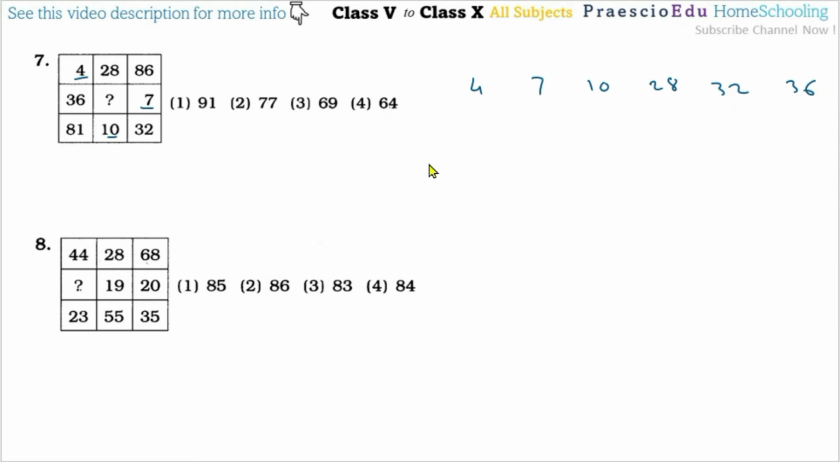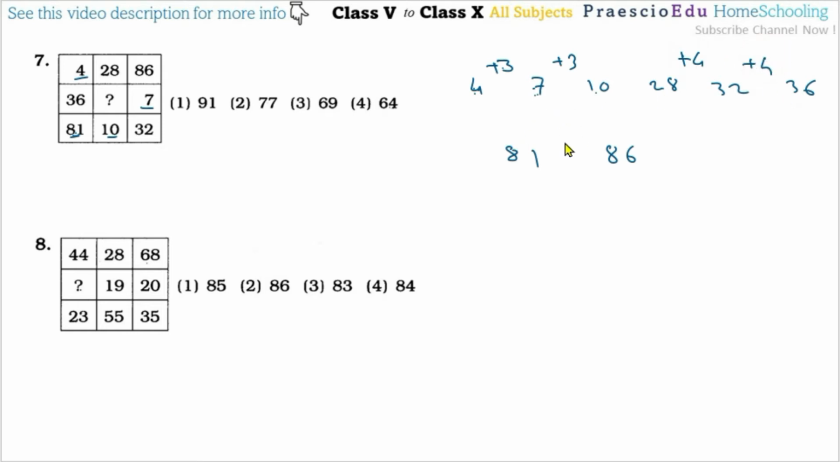Then after the 36, there is a question mark. Ascending order we have to maintain. So 81, then 86, and question mark also there. So if 4 and 7 and 10, if you try to find out the difference, here the 3 is the difference, means 4 plus 3 we are getting 7, and here also the 3, so 7 plus 3 we are getting 10. So likewise 28 plus 4 we are getting 32, and plus 4 we are getting 36.